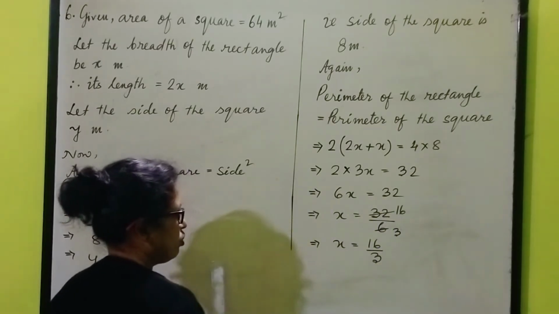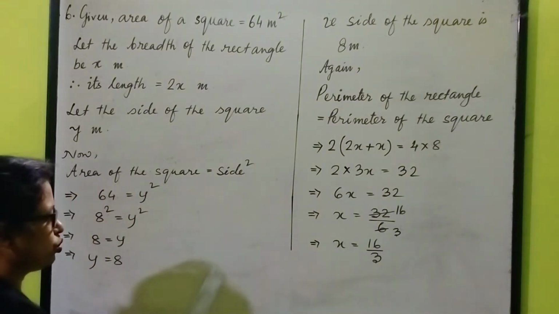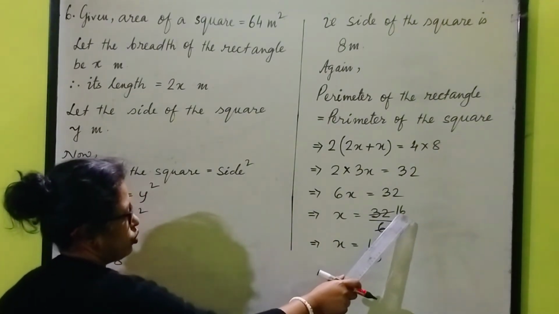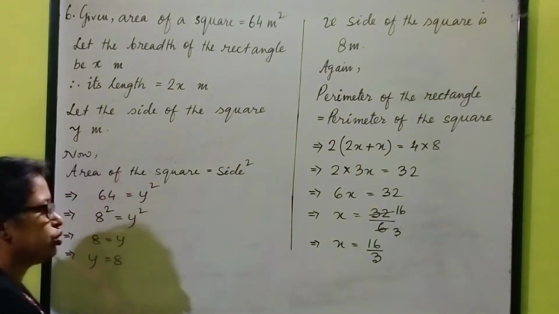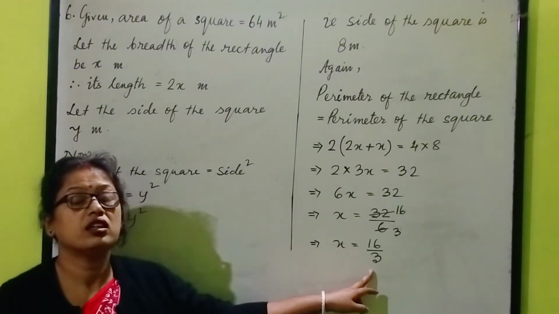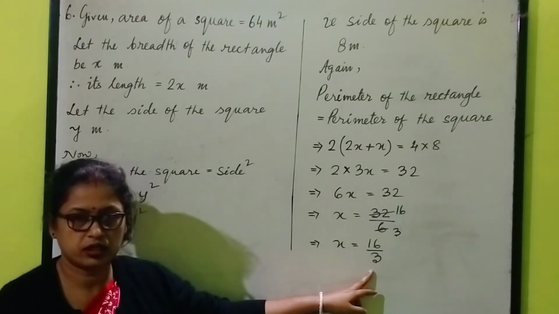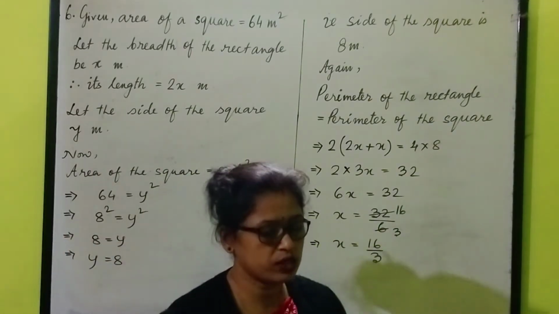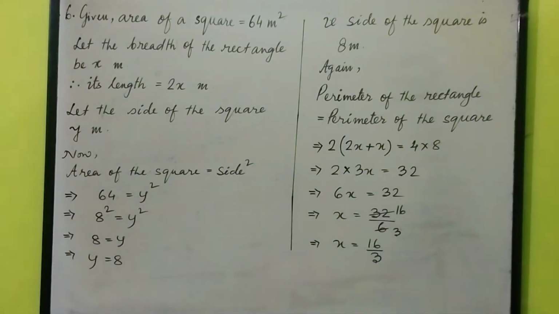That is, we have cancelled it by 2: 2 16s are 32, 2 3s are 6. Now x equal to 16 by 3. This is the breadth of the rectangle, right? Because x we have supposed as breadth. Now write up to this, my dear students. Have a glance on the board. Give pause in the video and write up to this.